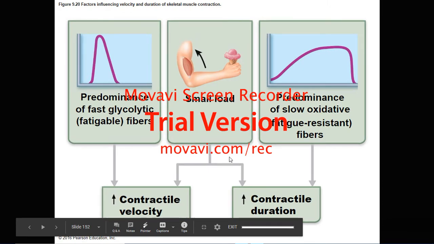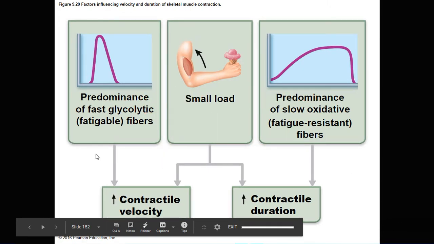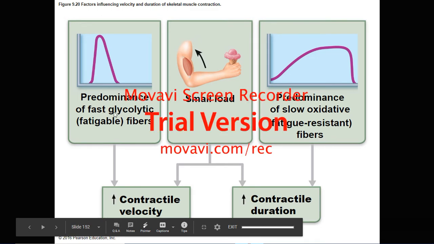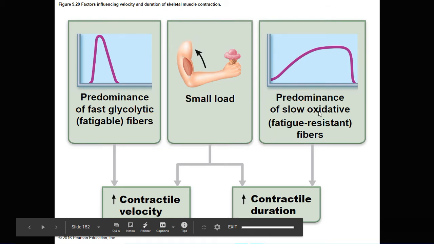So this figure just summarizes what we've been talking about. Your fast glycolytic fibers contract fast, but they are anaerobic, so they fatigue quickly. And then you have your slow oxidative fibers, which contract slowly and depend on oxygen for ATP, so they are resistant to fatigue.